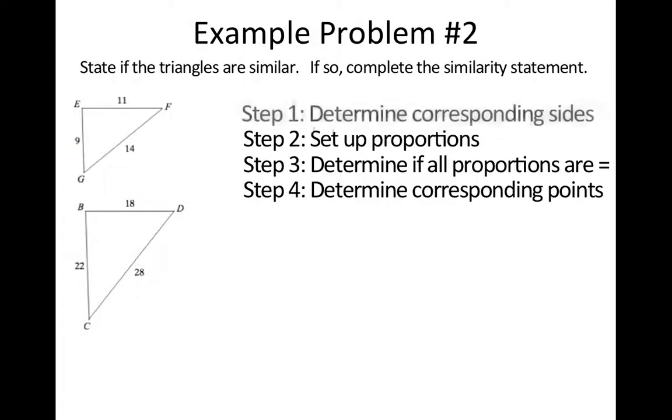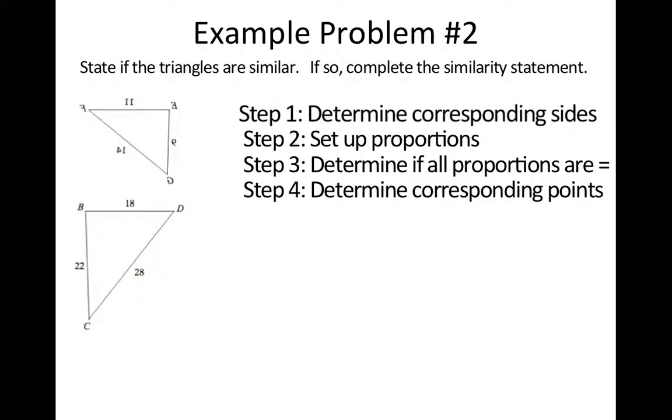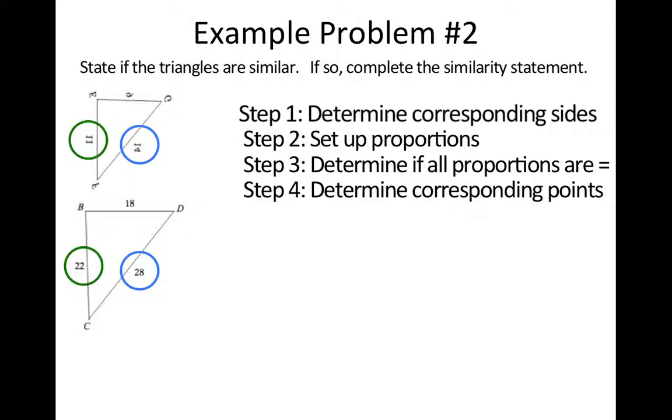Okay, the first thing I need to do is determine corresponding sides. So I have to put those two triangles in the same orientation and figure out what goes with what. So I could do that by, if I reflect it again and then turn it 90 degrees counterclockwise, I now see that these triangles are in the same orientation. So now I can set up my proportion by saying that those two are the biggest sides. 14 and 28 are the biggest sides. 11 and 22 are my middle sides, and 9 and 18 are my smallest sides.